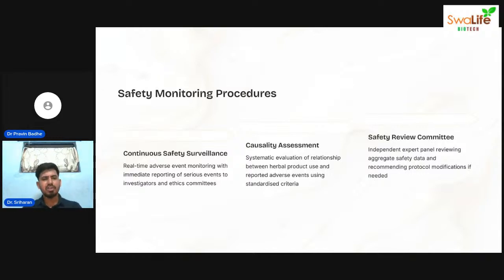We want to continuously monitor the safety surveillance, and for any adverse event, a causality assessment takes place: how this happened. Under the causality assessment and safety review, we give the report to the safety review committee. They will review and give feedback to us, or if any changes are needed, they will notify us through the board.